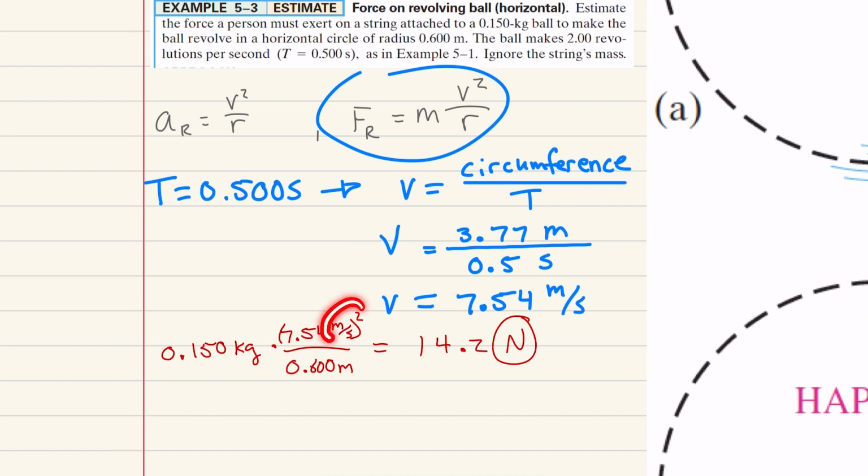And the reason why I know this is newtons is because, bear with me for a second, this part right here gives us meters squared per second squared. And if we divide out one meter, then we're going to have acceleration, meters per second squared. And when you multiply acceleration by mass in kilograms in SI units, you get newtons. And newtons is a measure of force, so everything checks out here. We're going to need 14.2 newtons exerted on the string if the ball weighs 0.15 kg, the radius is 0.6 meters, and we want it to have a period of half a second. All right, let's keep going.